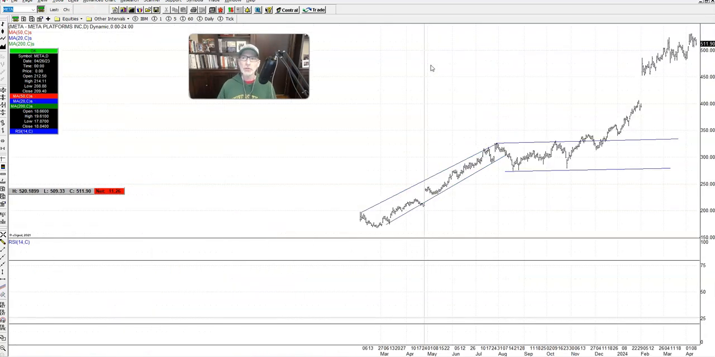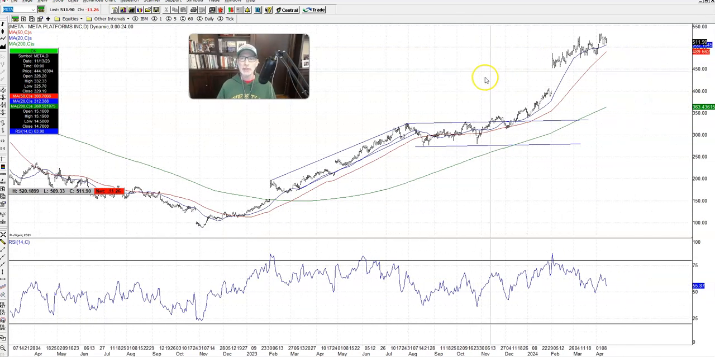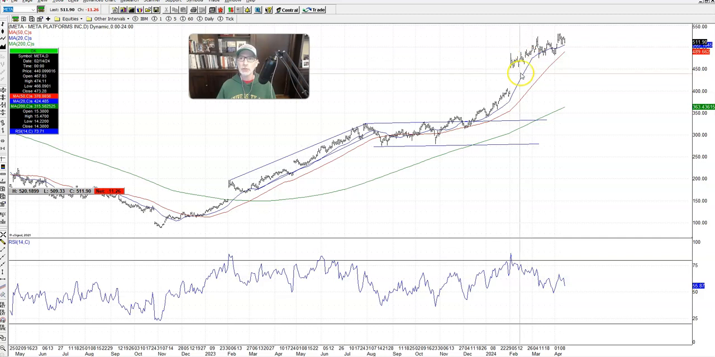Meta is another strong looking chart, just like the other two, hugging along the 20-day moving average. Didn't really do much last week as everything else was selling off.